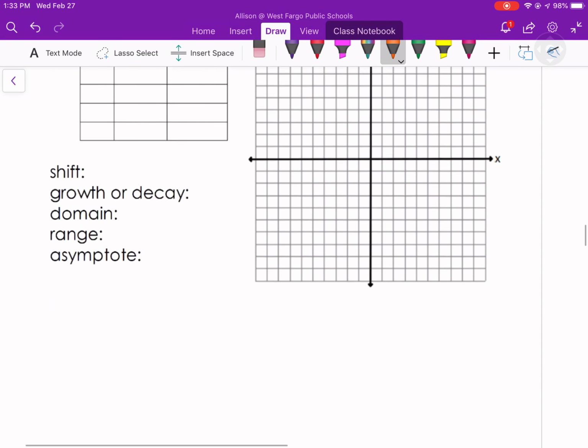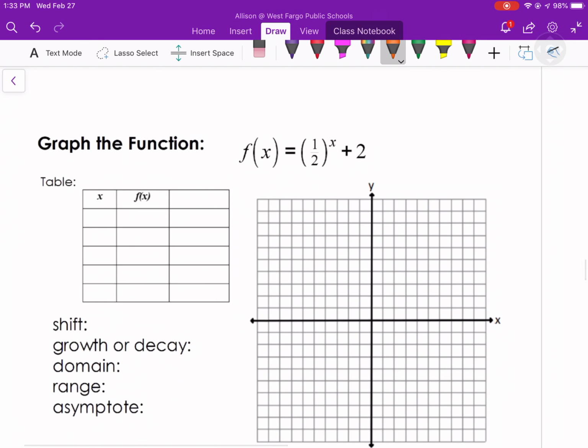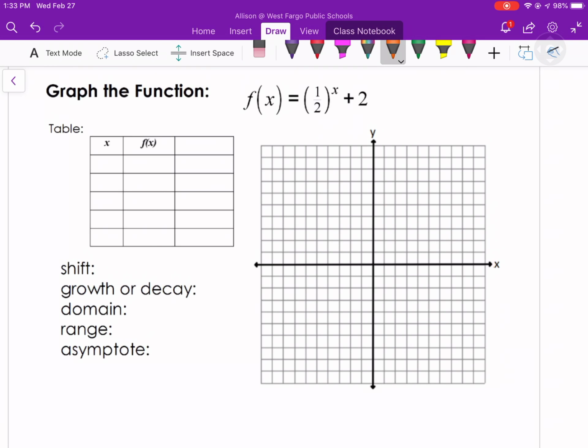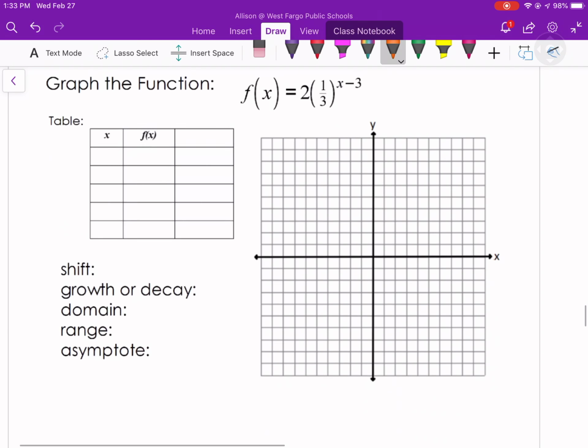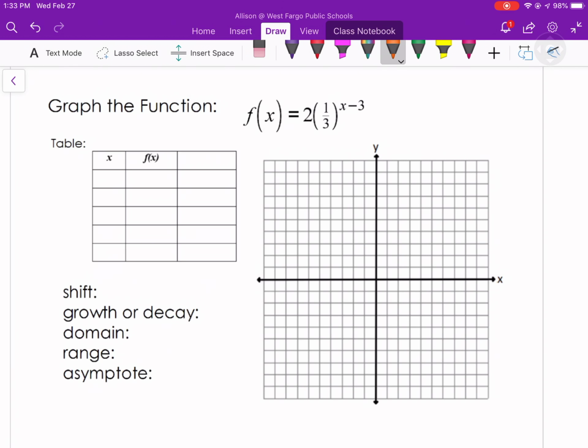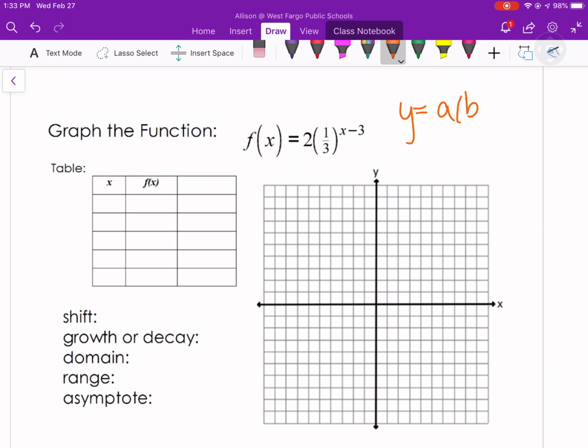I'm going to skip that one for now. I'm going to do one with a shift. Okay, so this one has, let's see. We'll do this one. Okay, so remember our original function is y equals a b to the x minus h power, and then plus k.